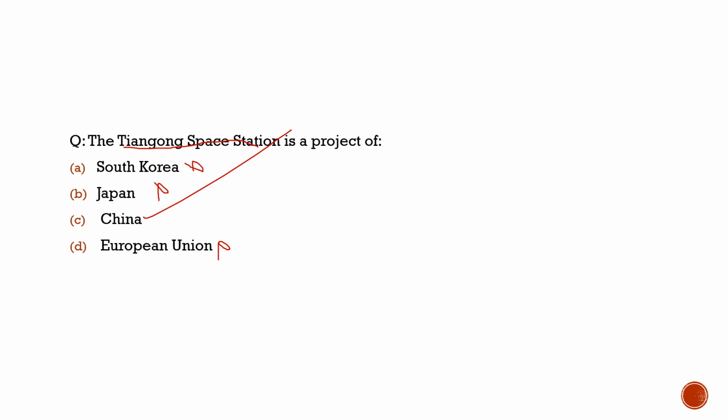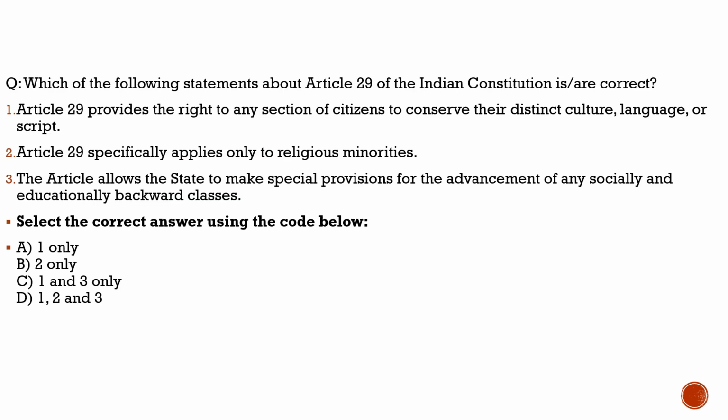Now we will shift our approach towards the static topic and solve a static question here. And today's static topic is Article 29, and we will solve a question on Article 29. Here the question says, which of the following statements about Article 29 of the Indian Constitution is correct? The first statement, Article 29 provides the right to any section of citizens to conserve their distinct culture, language or script. 100% correct. Nothing wrong with this statement.